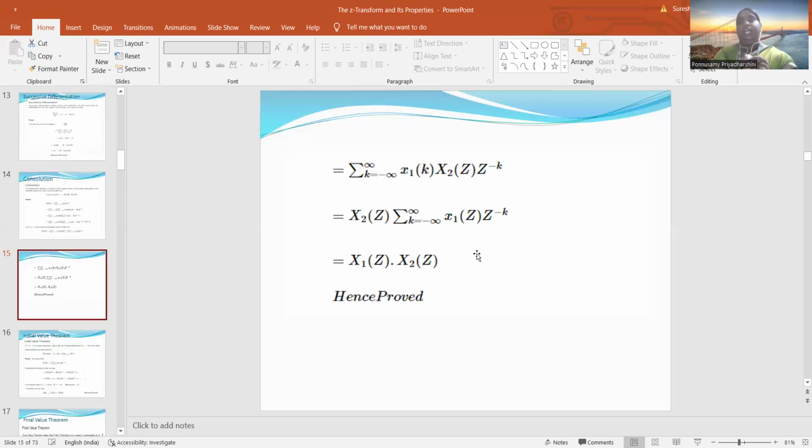So in this video we saw what the Z transform is, what the sequences of the Z transform are, and what the properties of the Z transform are.